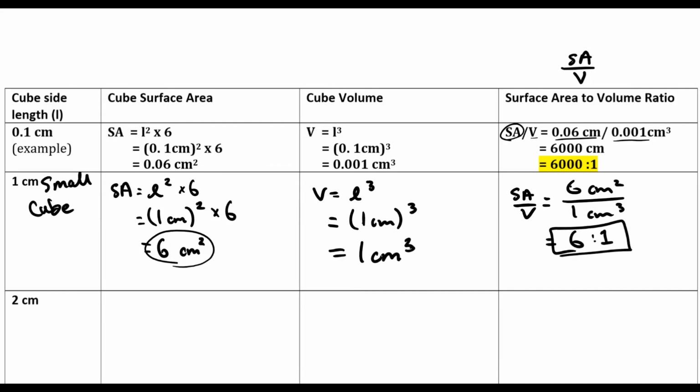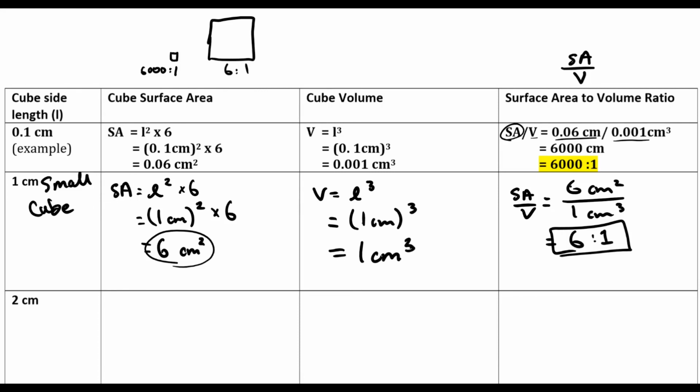So already you can see that when we increase the size, all we did was increase this cube 10 times. That's all we did. So we had a cube that was tiny and we increased the size 10 times. So what happened to the surface area to volume ratio? Well, for the smaller one, it was 6,000 to 1. For the larger one, now it's 6 to 1. What's happening is as we increase the size of this cell or the size of this cube, our surface area to volume ratio is decreasing dramatically.